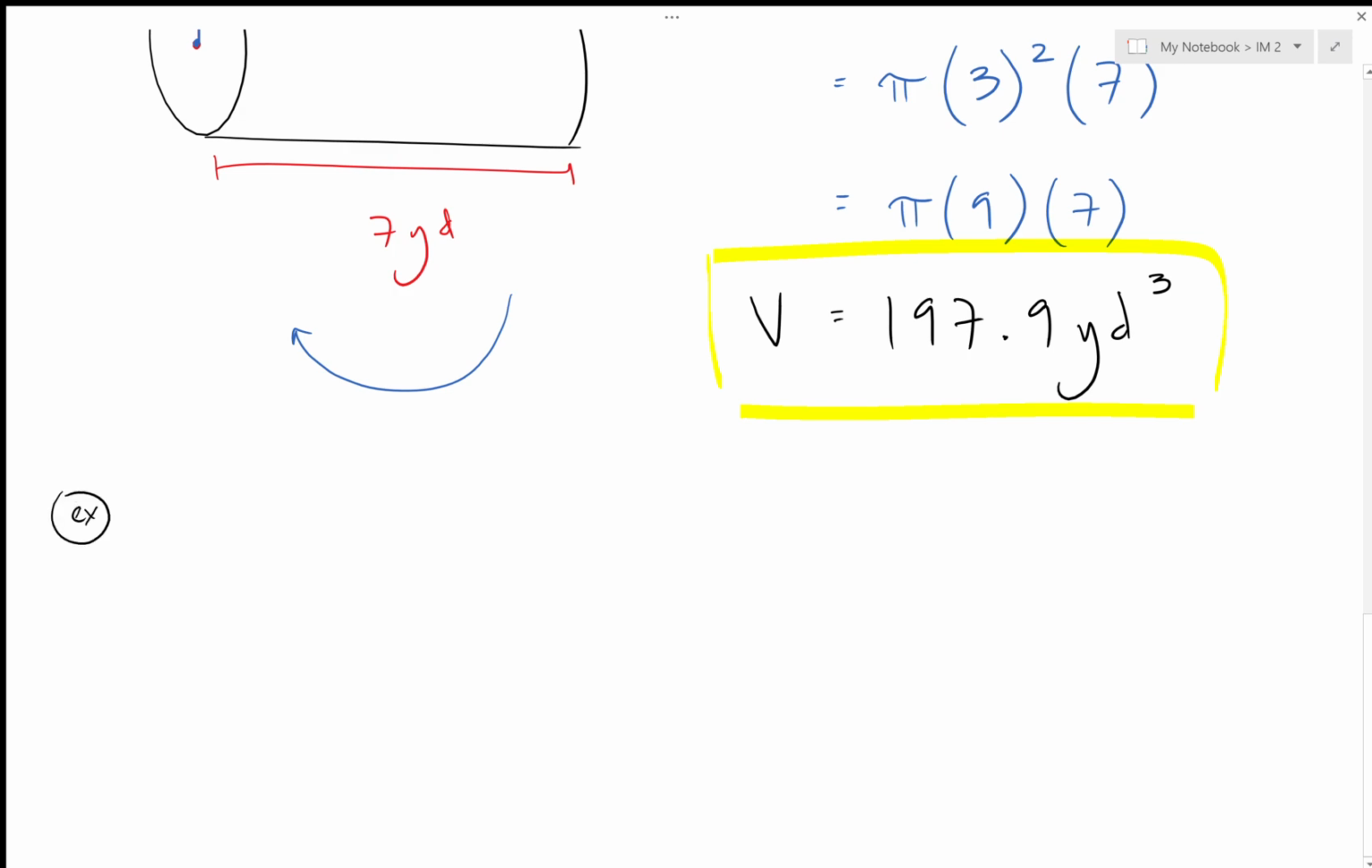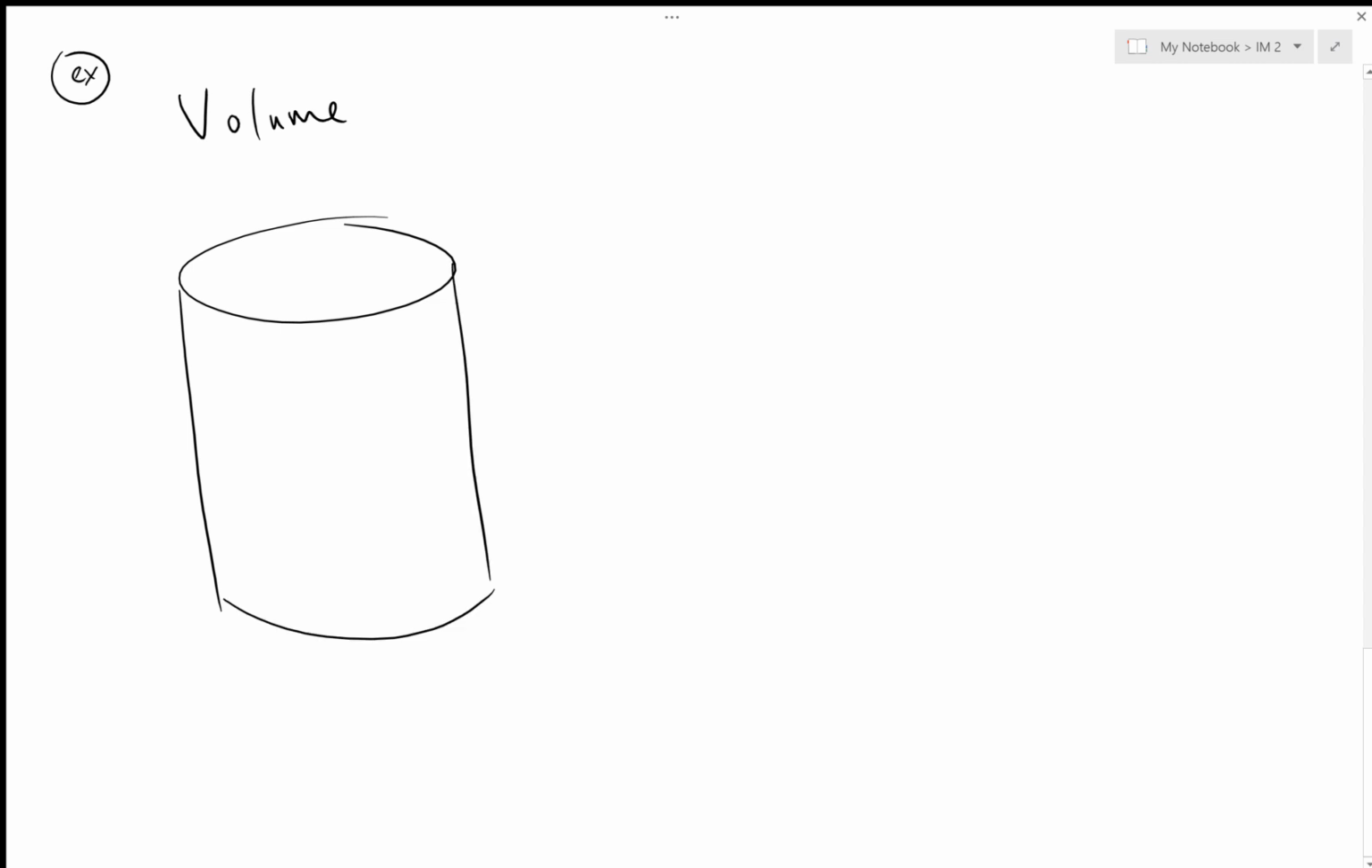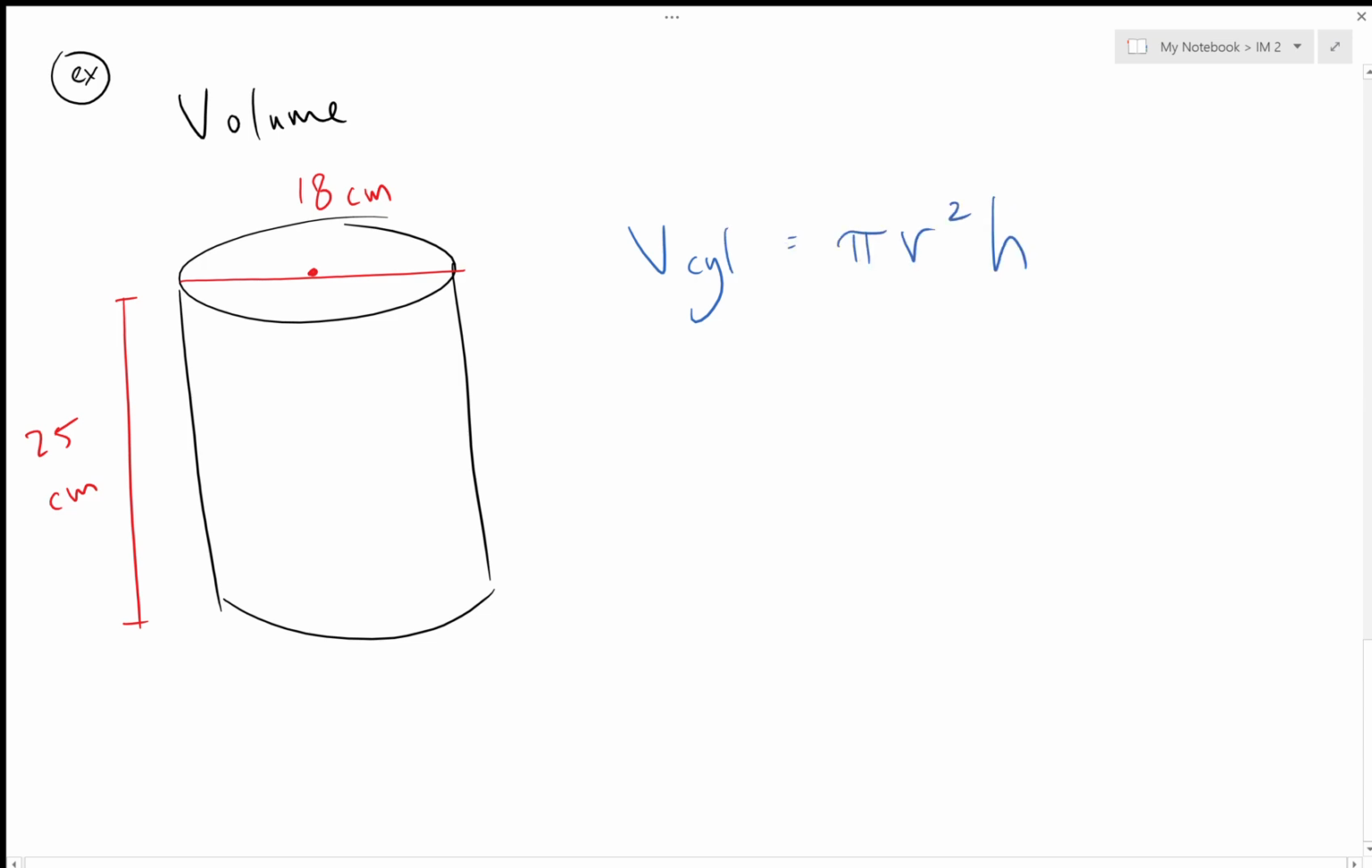All right, one last example. Again, let's find the volume. So you'll notice a lot of these problems, not very hard, not very difficult. You just have to find the right numbers to plug into the formula. All right, so this time they give us 18 centimeters here, and from here to here, 25 centimeters. This is a cylinder, it's a can shape, so the volume formula for a cylinder is pi r squared h.